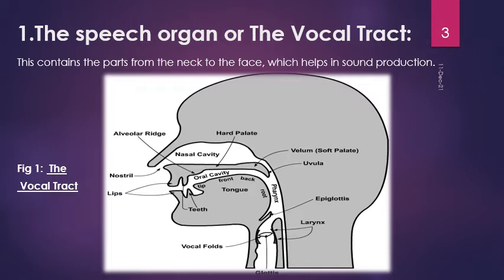Here we have a diagram of the speech organ, or what we can also call the vocal tract. Here we can see the parts from the neck to the face, which help in sound production.